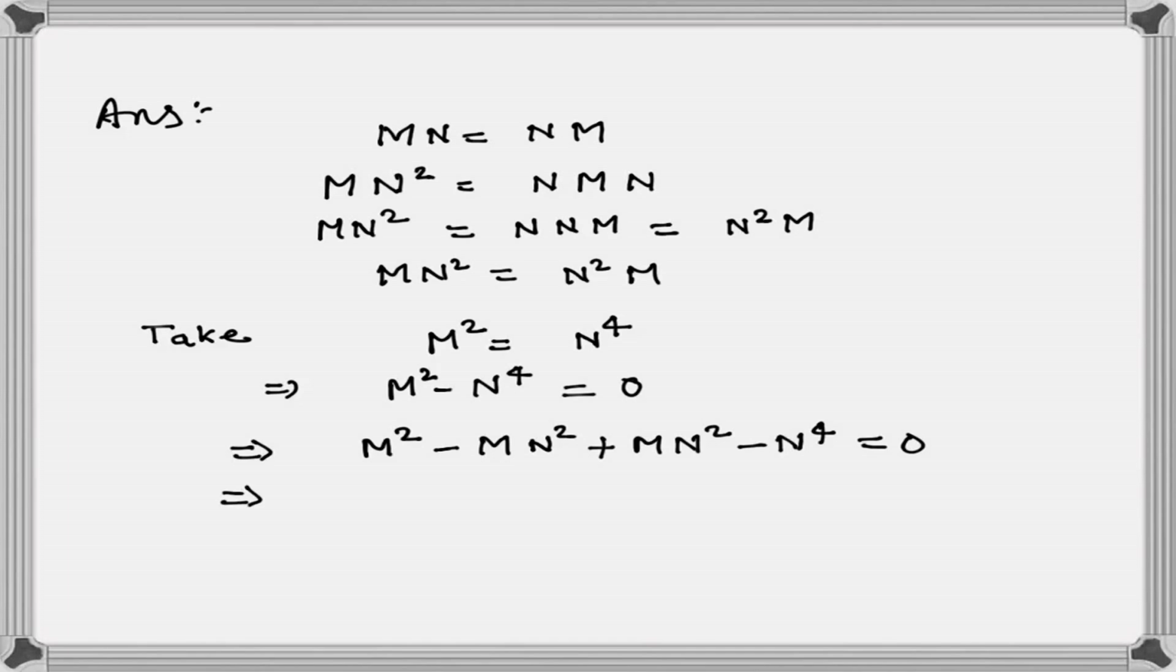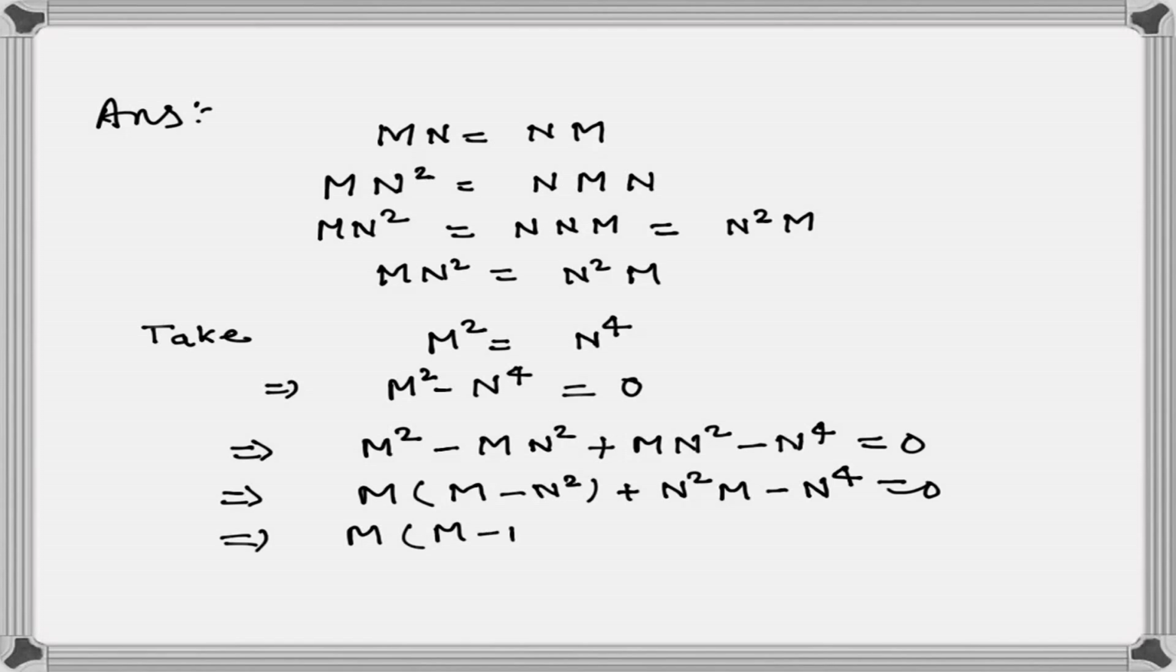This implies M I can take common here, then it is nothing but M minus N square. Here I will change MN square to N square M from here. So I can write N square M minus N to the power 4 is equal to 0. So this implies, taking N square common, we'll get M minus N square is equal to 0. So we have M plus N square into M minus N square is 0. So let's call this equation number 1.